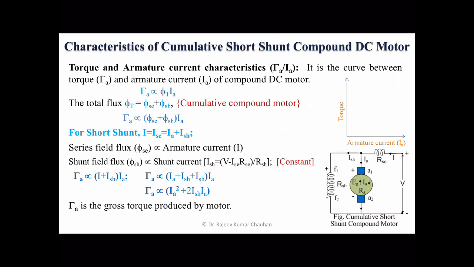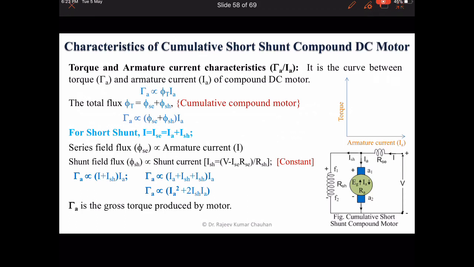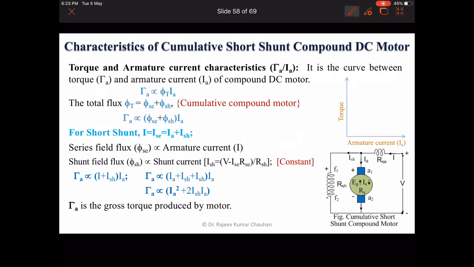Torque and armature current characteristics of cumulative short shunt compound DC motor. The electrical circuit diagram of a cumulative short shunt compound motor is shown in figure. The torque and armature current characteristics is the curve between torque and armature current of a compound DC motor.